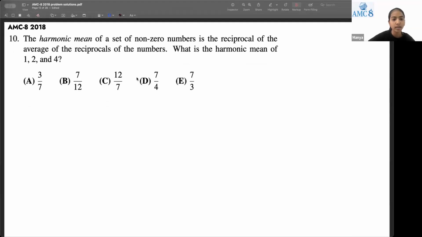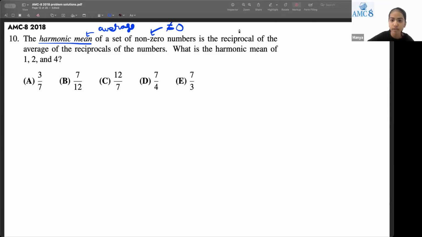Problem number 10. The harmonic mean of a set of non-zero numbers is the reciprocal of the average of the reciprocals of the numbers. What is the harmonic mean of 1, 2, and 4? First of all, there are many terms in this problem that we may not know the meaning of. The mean means average, so I'll write average here. I'll explain the meaning of harmonic later, and the problem will tell us as well. Non-zero means not equal to 0, so I'll write a not-equal sign here.